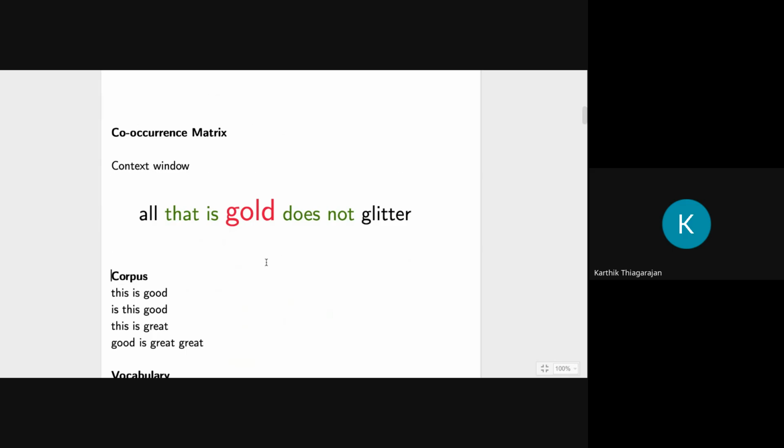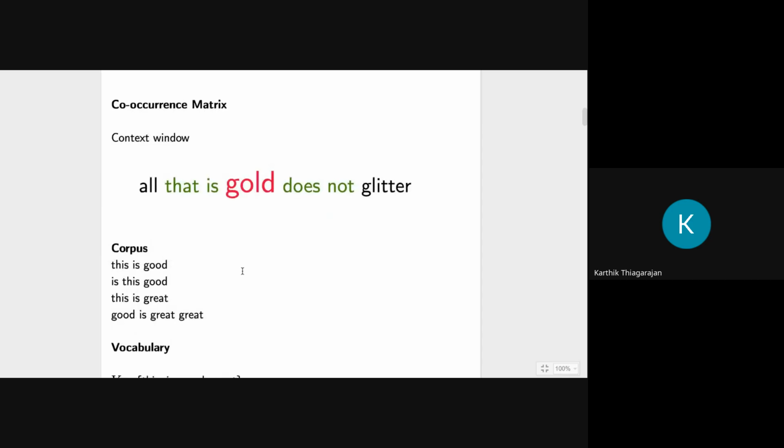So you basically look at words and windows surrounding that word. Okay, so what is a window? So if the word is gold, right? And if you look at a window of size 2, then you look at 2 words to the left and 2 words to the right. So that is what is called a context window.